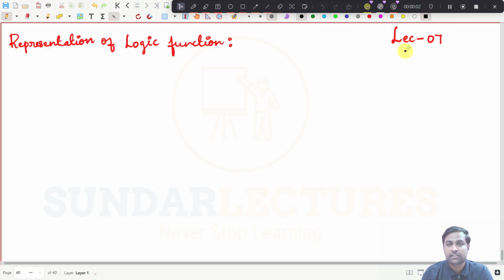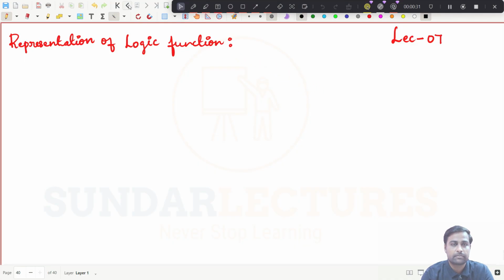Welcome to Sundar's lecture. This is lecture number 7, and in this lecture we are going to see the representation of logic function as well as what are min terms, max terms, and then how to create a K-map for different variables. For different variables, in the sense we will have 2, 3, 4 variables, and how to create the K-maps, right? We will see the beginning of the K-maps, how to simplify the Boolean expressions using Karnaugh map, right?